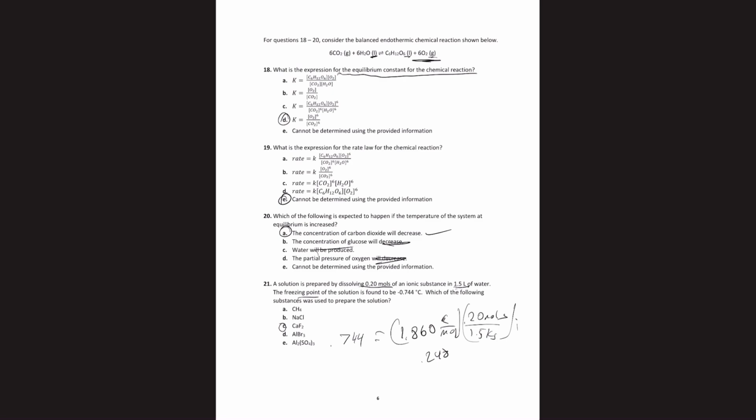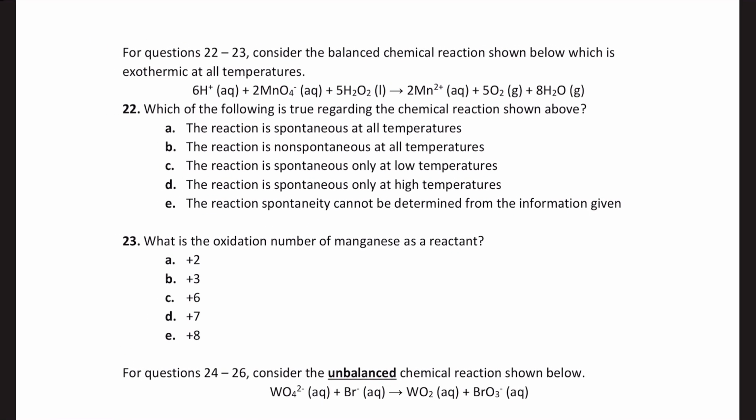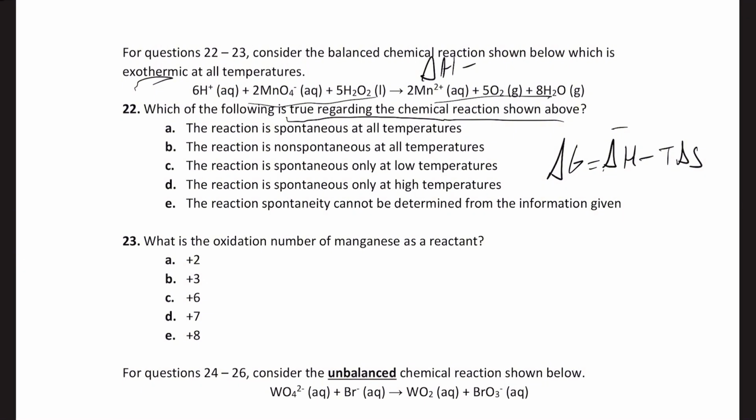All right, moving on. Question 22: which of the following is true regarding the chemical reaction above? This is exothermic, so delta H is negative. It's asking about spontaneity, so delta G equals delta H minus T delta S. Now let's figure out what delta S is. There's aqueous and liquid, and then there's gas. Gas means delta S will be positive. So it's spontaneous at all temperatures, A. Perfect.